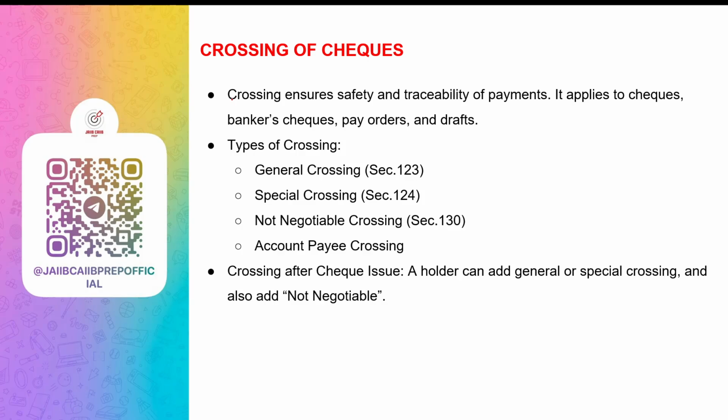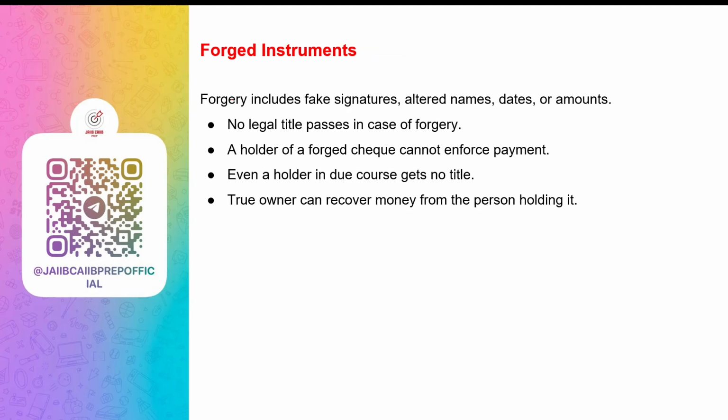So this instructs the collecting bank to credit the check only to the account of the named payee. As per RBI instructions, the bank must follow this strictly. And even if a check has been issued, the holder can add a crossing. If it was not crossed earlier, the holder can cross it generally or specially. Also, the holder can write "non-negotiable" if they want to restrict its negotiability.